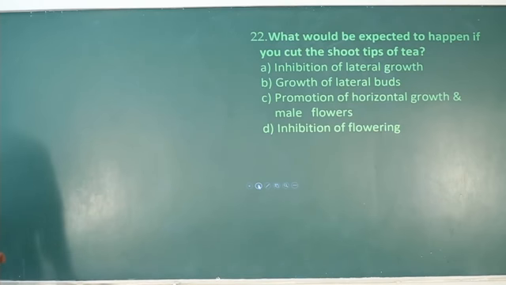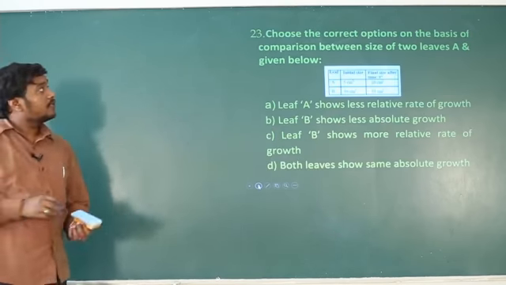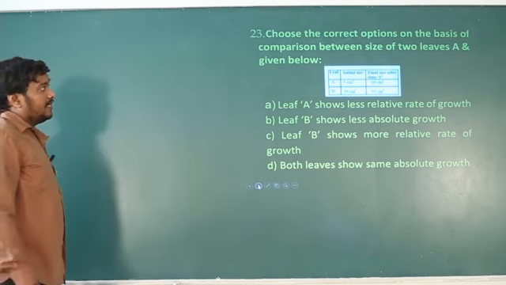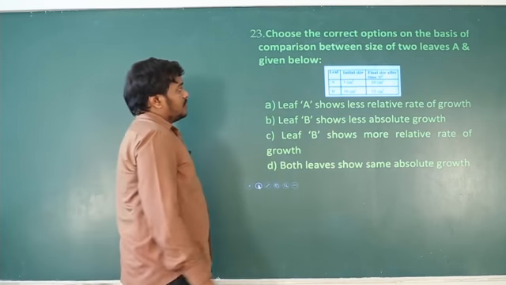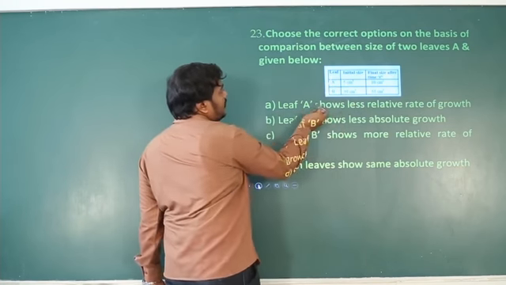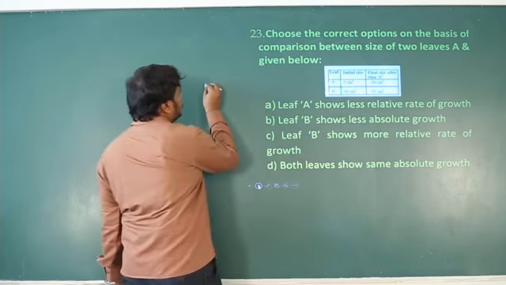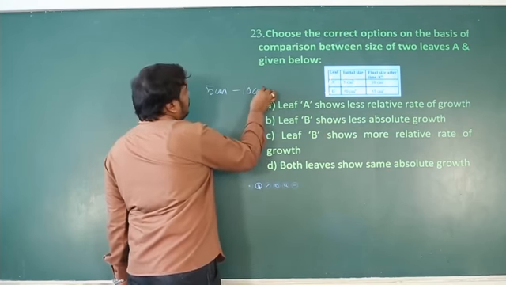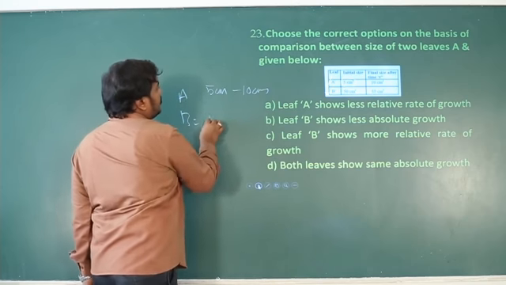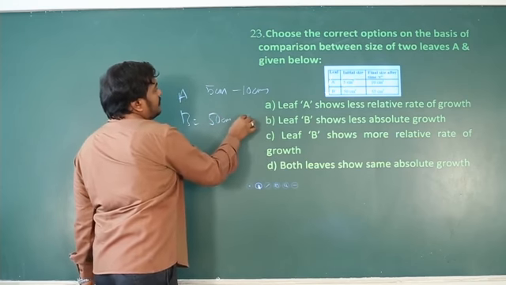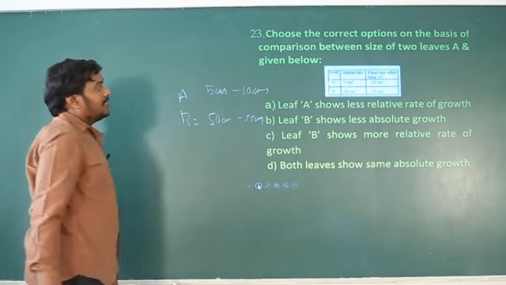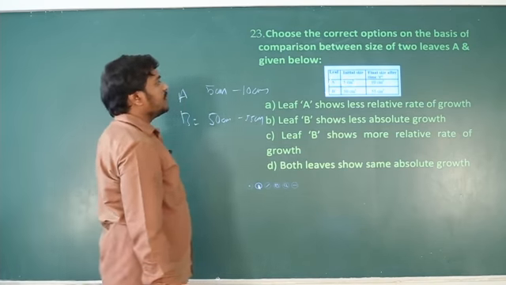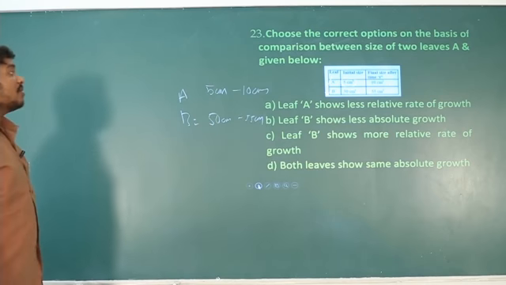Question number 23. Choose the correct option on the basis of a comparison between the size of two leaves A and B given below. Leaf A: initial size is 5 centimeter, final size is 10 centimeter. Whereas in B, initial is 50 centimeter and final is 55 centimeter. Leaf A shows less relative rate of growth, leaf B shows less absolute growth, leaf B shows more relative rate of growth, both leaves show same absolute growth.